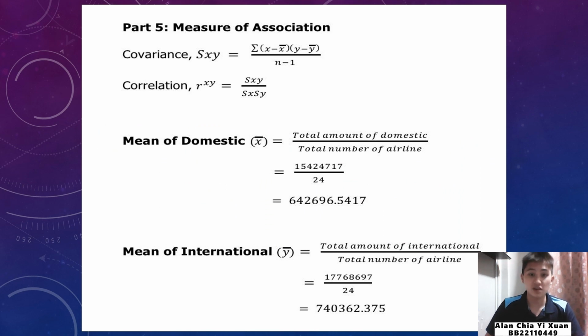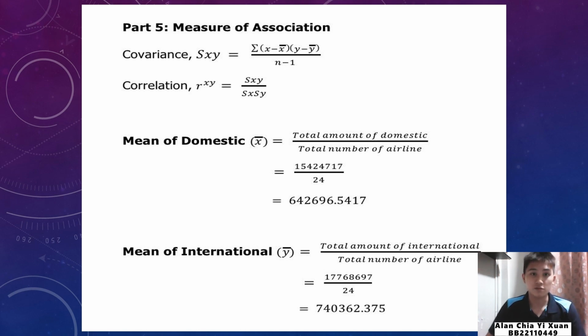I'm going to present part 5, measure of association. We need to find the covariance and correlation. The formula of covariance is the sum of x minus mean of x multiplied by y minus mean of y, divided by n minus 1. X represents domestic, y represents international, and n represents the total number of airlines. The formula of correlation is covariance divided by the standard deviation of x and the standard deviation of y.